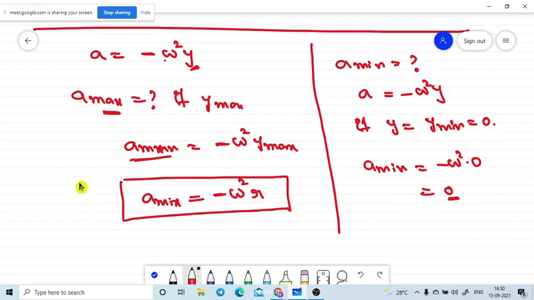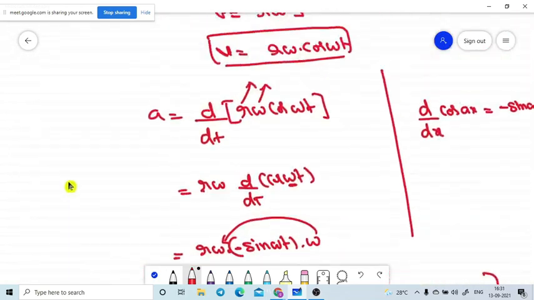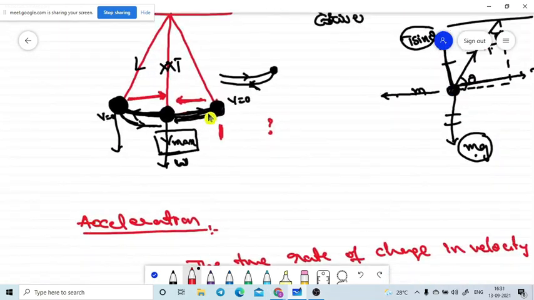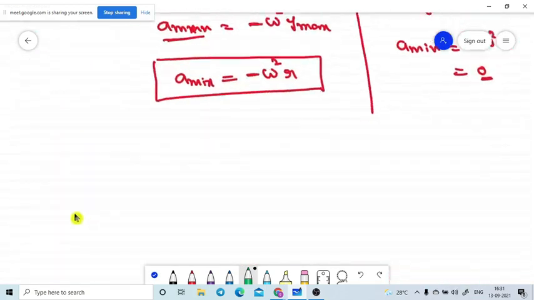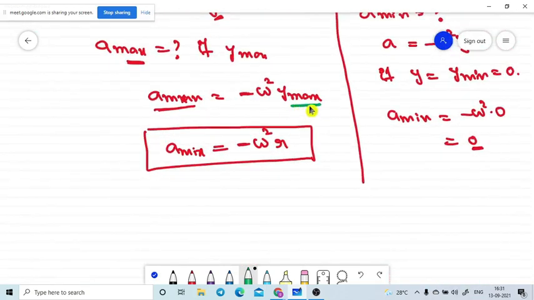Will you please look at this one? In the previous case we discussed, I am now taking another color. This is the maximum displacement point, that means here the a maximum will be. This is the minimum displacement point, this has the a minimum point only. Are you getting that? Yes, sir. So please check this one: at the maximum displacement point, a maximum will come; at the minimum displacement point, a minimum will come.